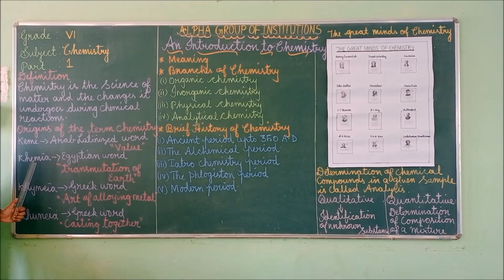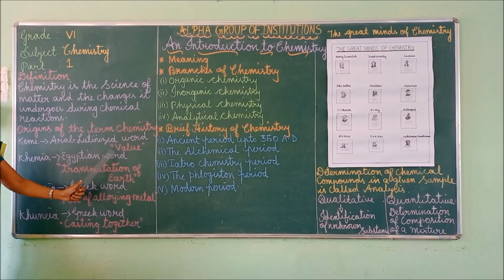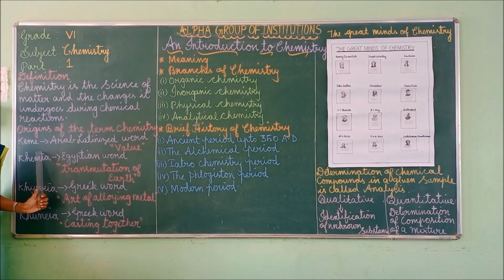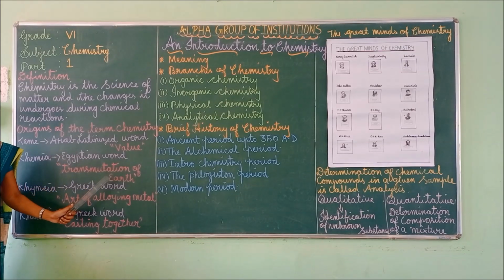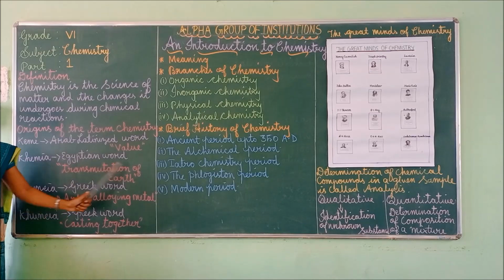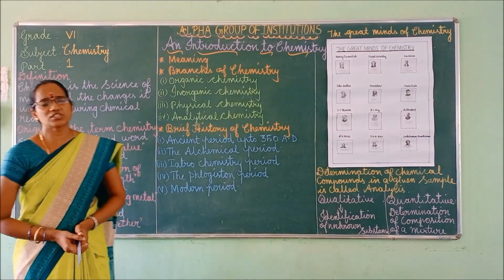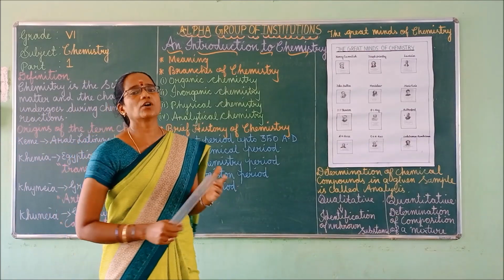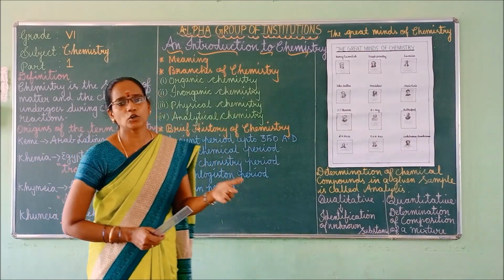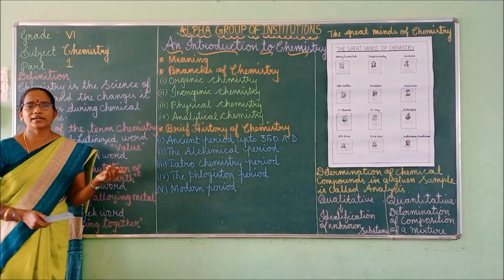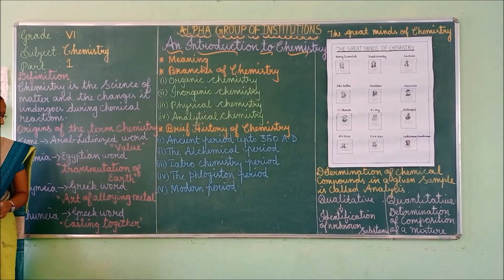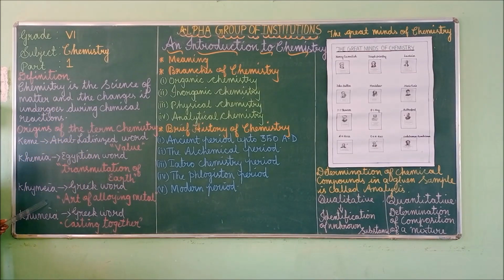Next one, chemia. This chemia is an Egyptian word. The meaning for chemia is transmutation of earth. What is the meaning for transmutation? Transmutation is nothing but conversion of one chemical element into another chemical element. That is the meaning for transmutation. So next one is chimia.